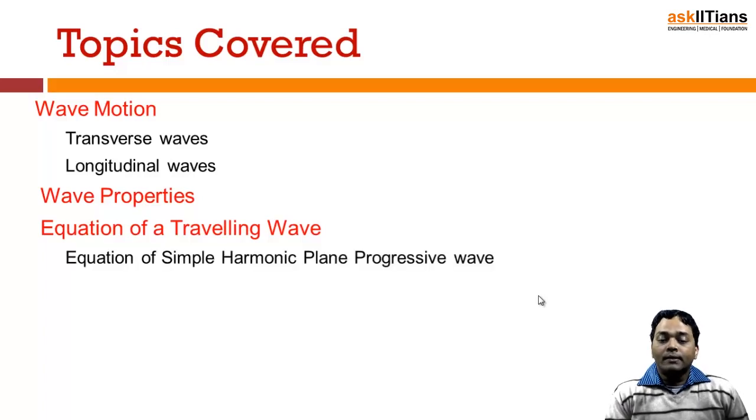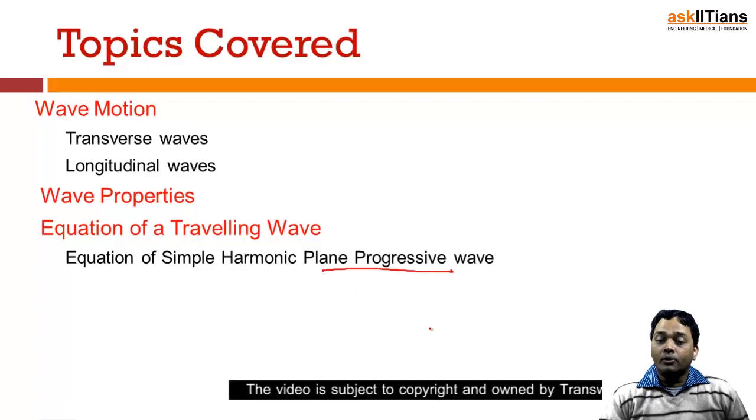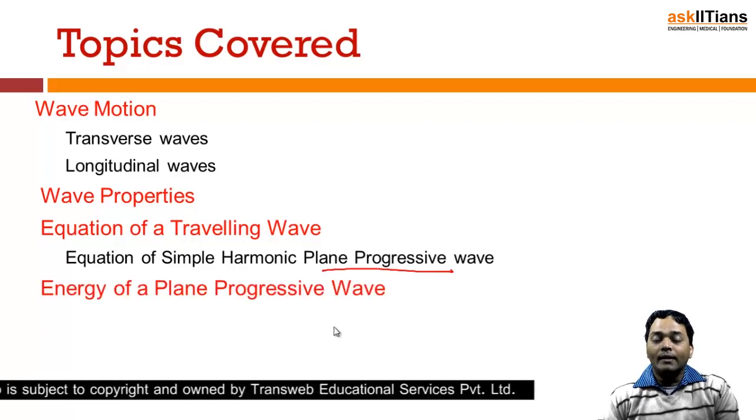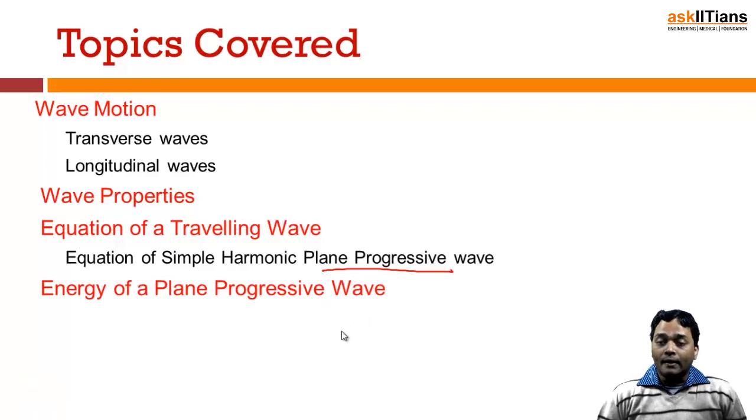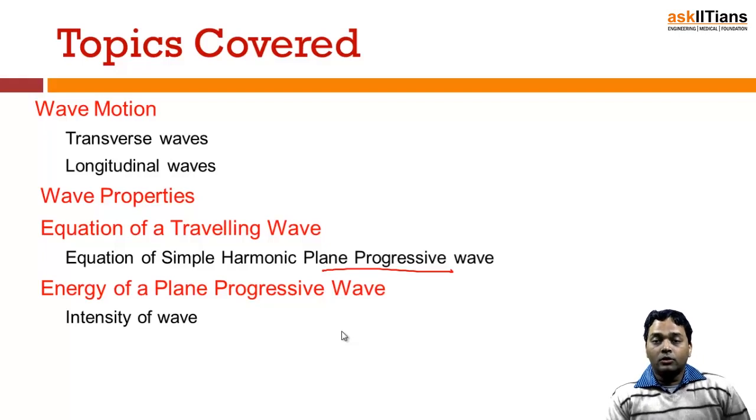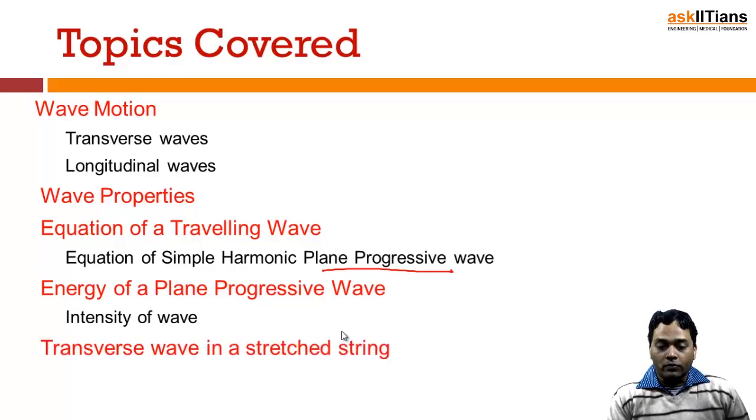Further, we'll try to understand the equation of simple harmonic progressive waves. Going further, a simple harmonic progressive wave is very, very important. Then the energy of plane progressive waves: when any wave is traveling, obviously it's going to be carrying both material as well as energy. So the energy of a plane progressive wave, followed by the intensity of wave. If the sound that you hear is loud or shrill, how exactly are you going to differentiate? That is what is known as the intensity.